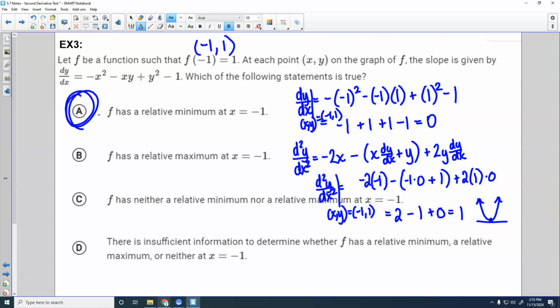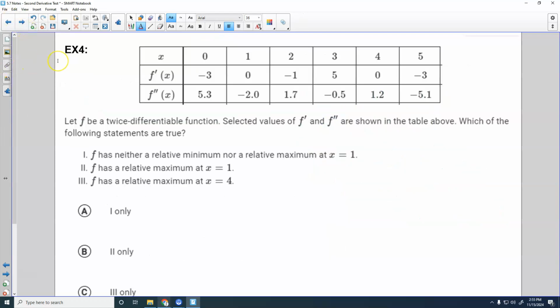Okay, so that's one example of something where you'd have to use the second derivative test. You wouldn't have an option for the first derivative test. Any questions there? All right, let's look at a couple more that require the second derivative test.